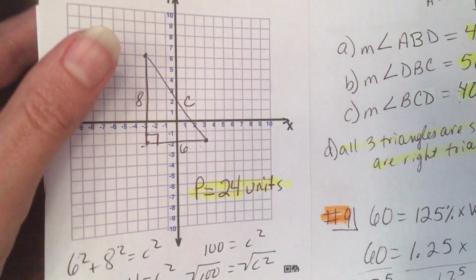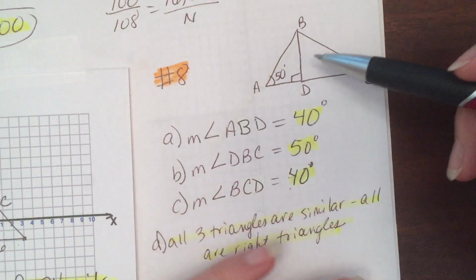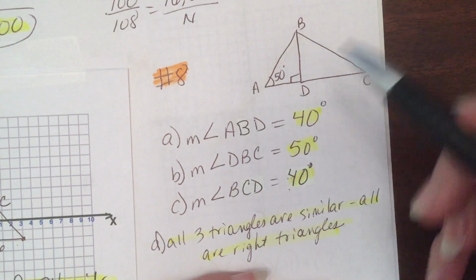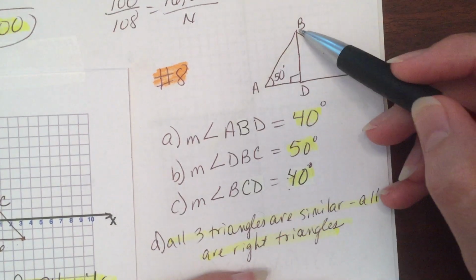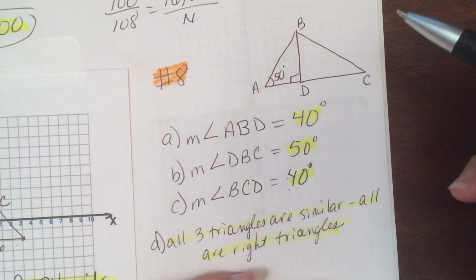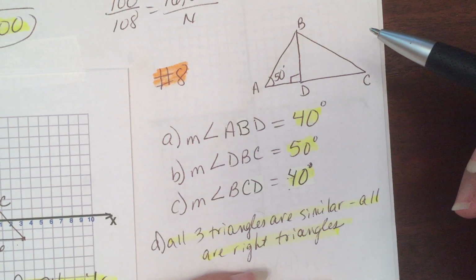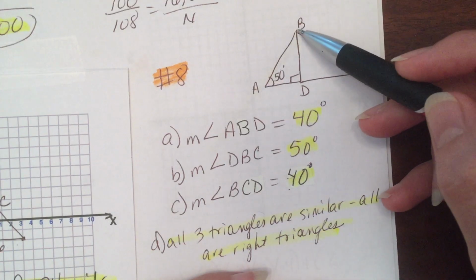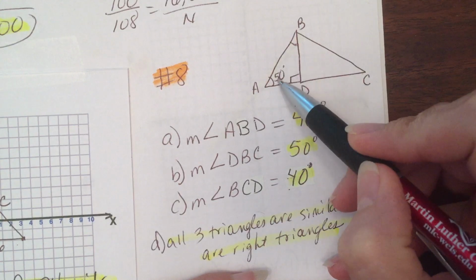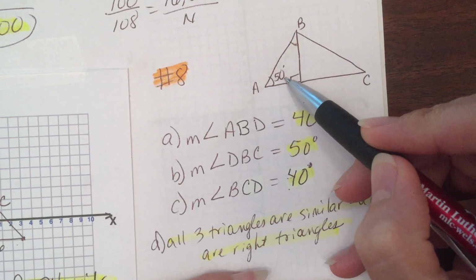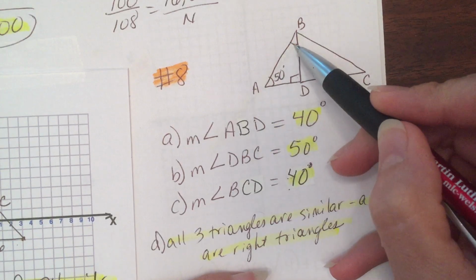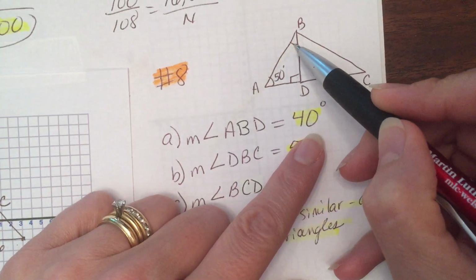Number 8 refers to this triangle here. Now in the instructions it says angle ABC is a right angle. So this angle here is a right angle, okay? They want us to find the measure of ABD, so that's here, okay? So this is 90, this is 50, that makes 140, 180 minus 140 is 40. So this angle in here, ABD, has to be 40 degrees, okay?